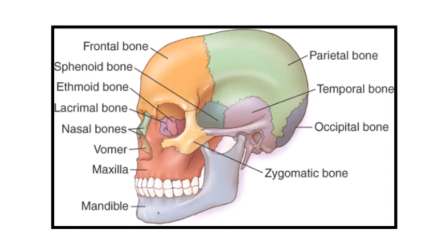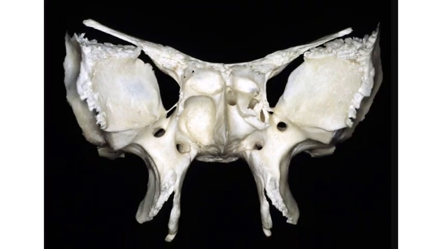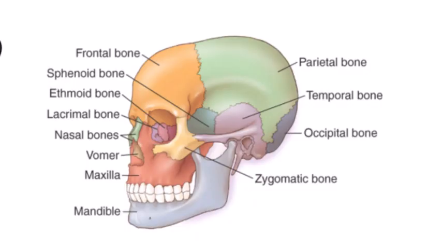Fun fact, the sphenoid bone is actually shaped like a bat. I'll put a picture in right here. Pretty cool, huh? Now let's talk about some of our facial bones.